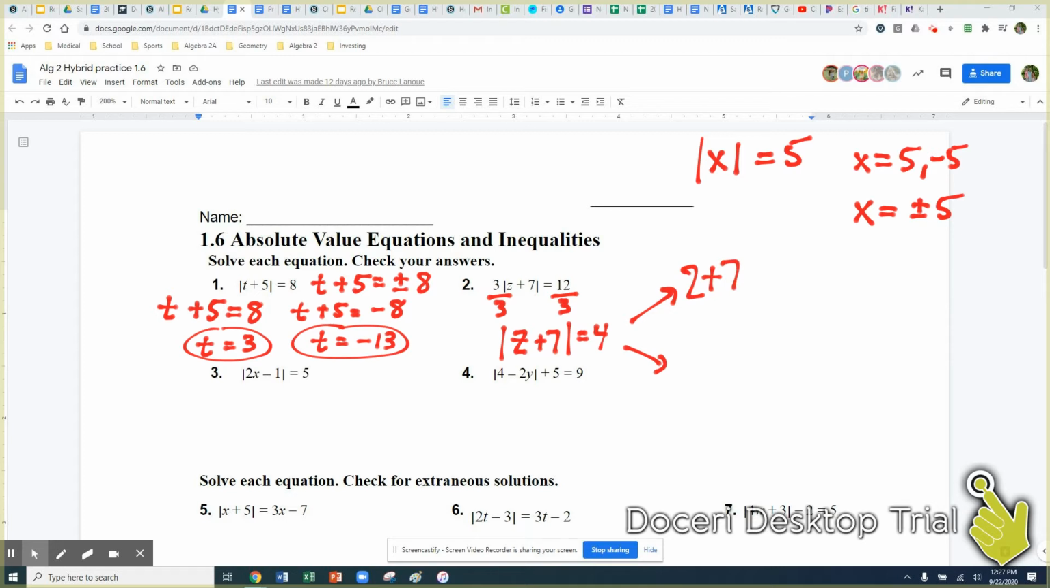Z plus 7 could equal 4. Z plus 7 could equal negative 4. So there I have my two separate equations. After I get that absolute value alone, now I'm ready to start checking both sides of 0. So it could equal 4, or it could equal negative 4.